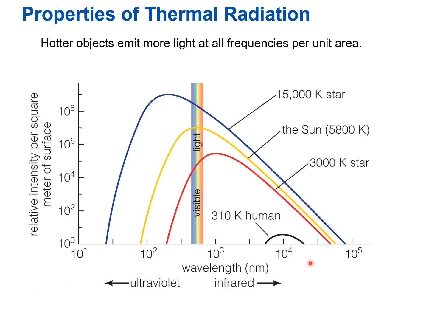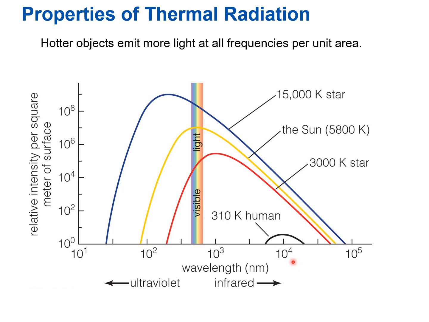Okay, one more thing. A human body, very cool compared to stars. 98 degrees Fahrenheit, 37 degrees Celsius, or 310 Kelvin. Now, it is a much shorter curve. So being cooler temperature, we are not nearly as bright as stars are. And the wavelength is around 10 to the fourth in infrared.